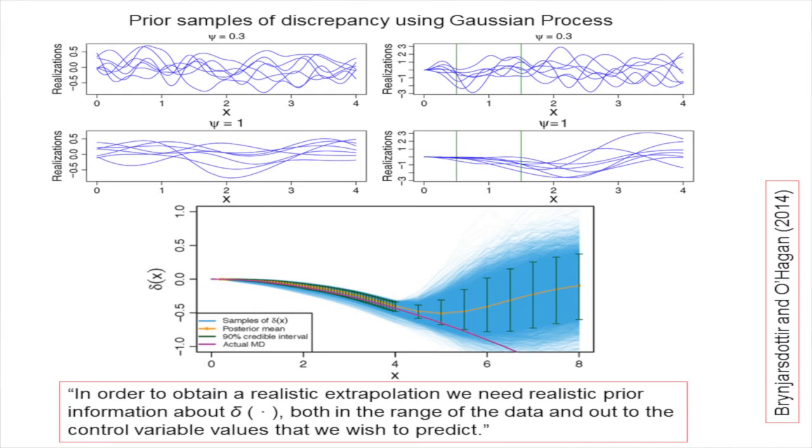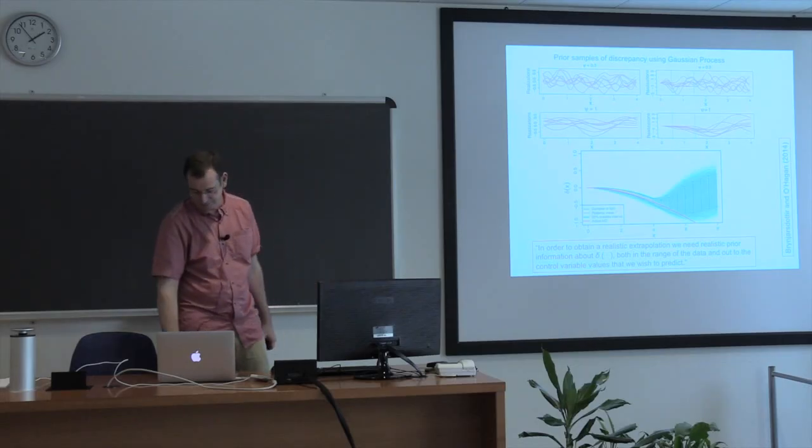It says, in order to obtain a realistic extrapolation, we need realistic prior information about the discrepancy, both in the range of the data and outside, out to the control variable values that we wish to predict, which means that we need to know a lot about the discrepancy even where we don't have data in order for this to work.